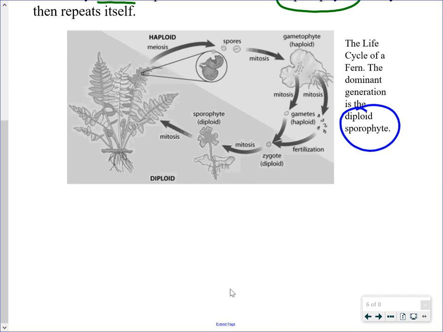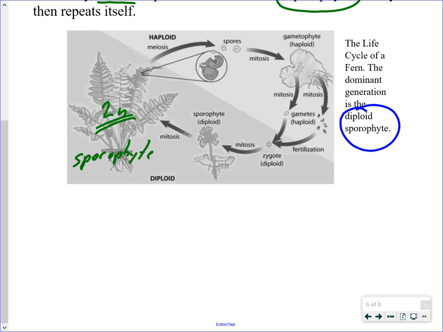So we start off on the left-hand side here with our diploid version of the plant. So this is our fern. All of these cells inside of this plant are going to be diploid. So this diploid plant is then called the sporophyte.